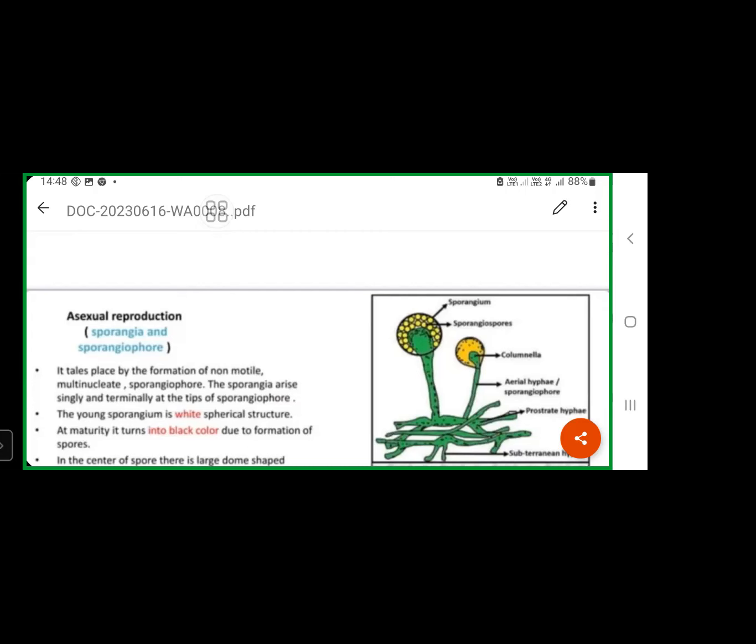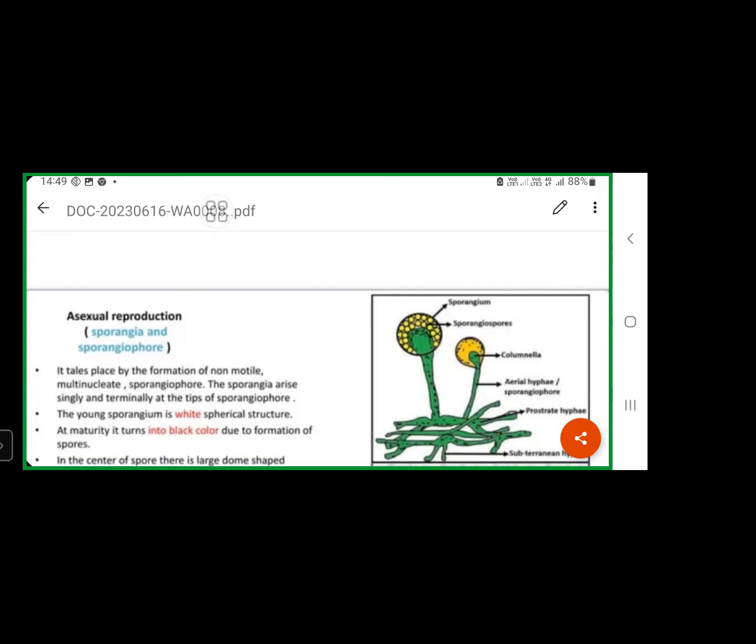So how are these spread to different regions? With the help of wind. These spores are liberated from the sporangia and spread to various regions. So these are non-motile spores, that is why they are named aplanospores. Like this, many aplanospores are produced from this sporangium and released into the environment.